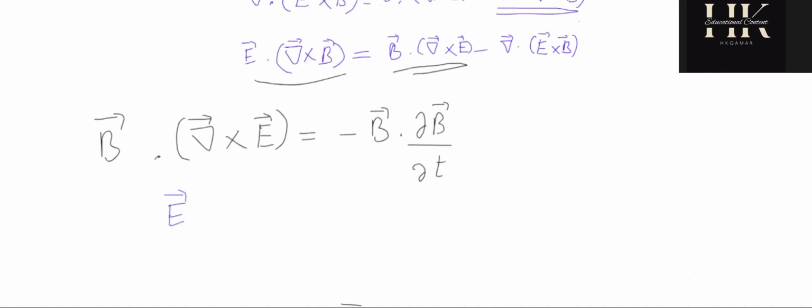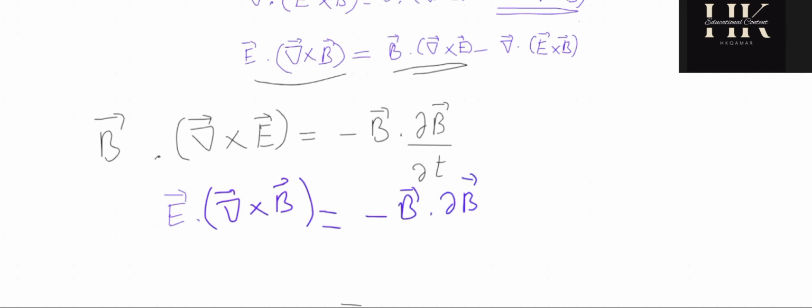E dot del cross B equals minus B dot curly B by curly T minus del dot E cross B.